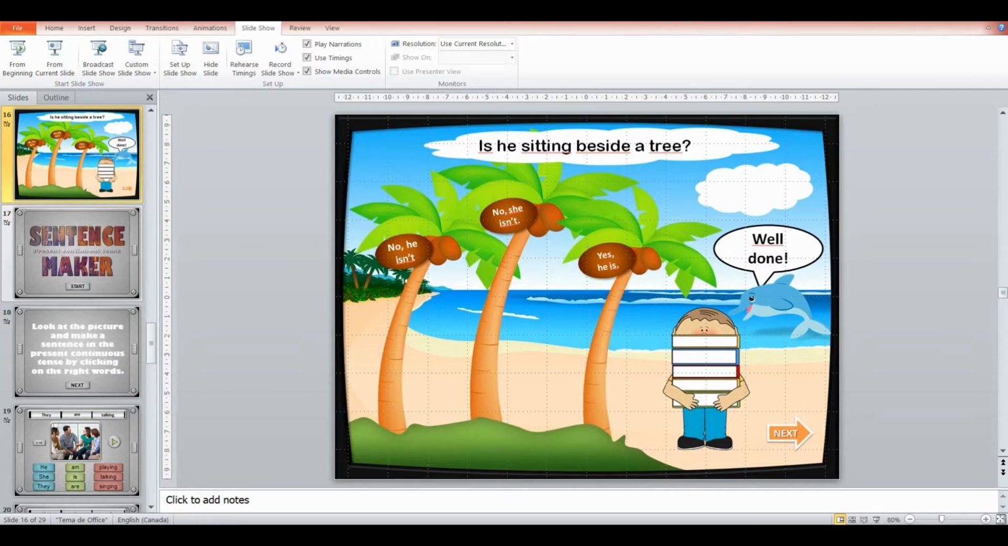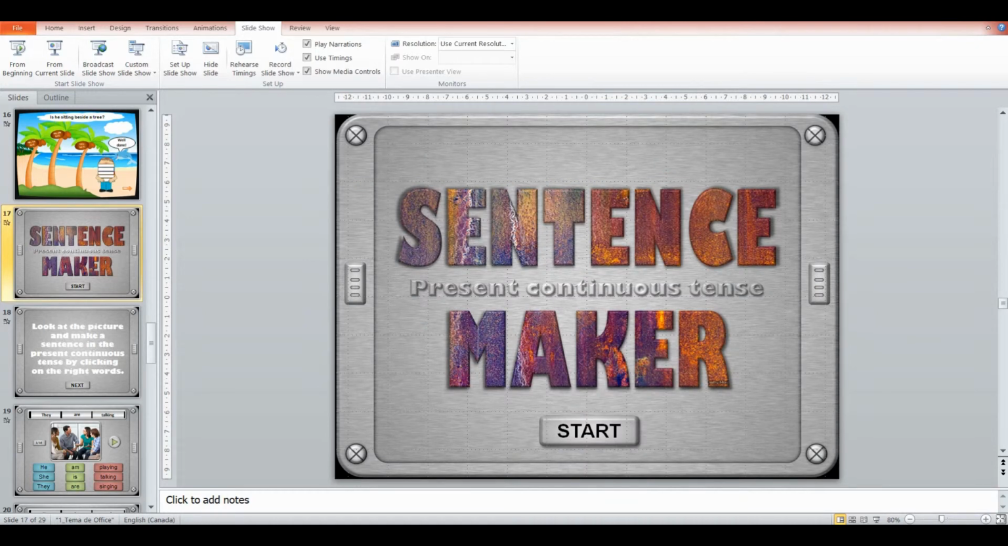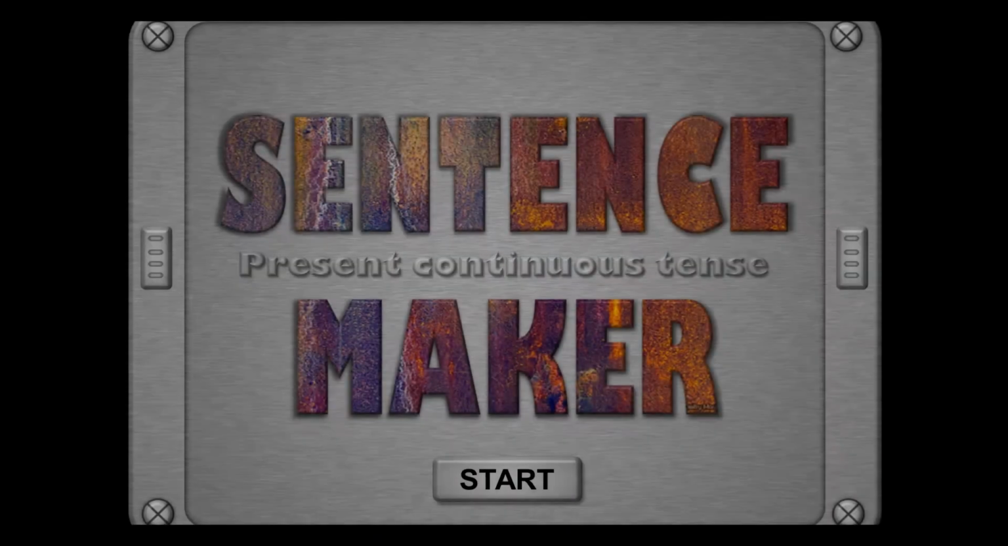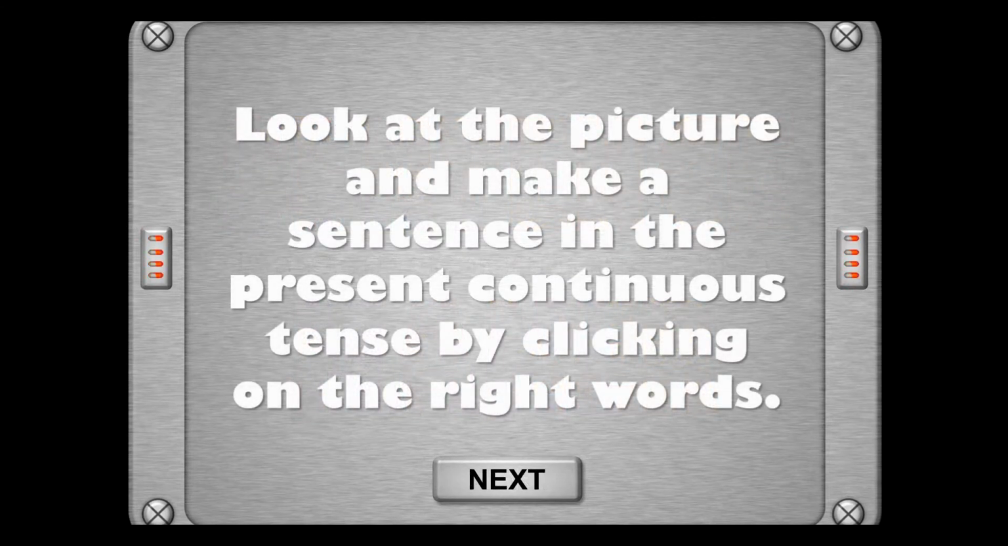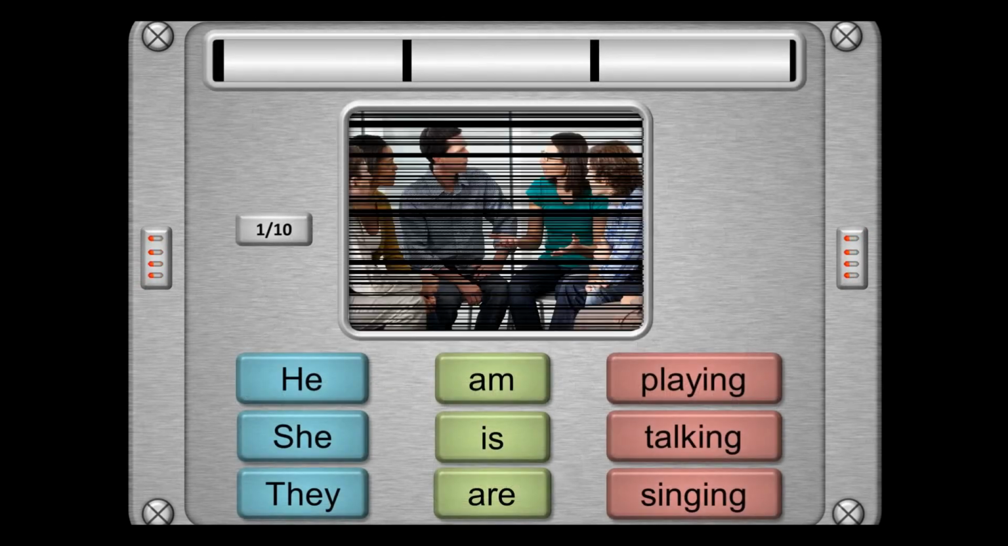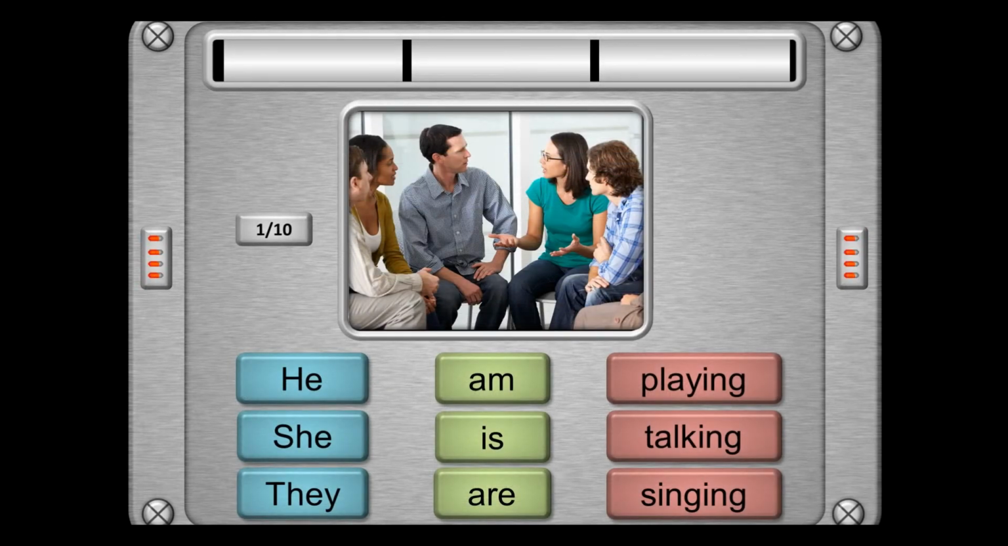But then I'm going to go into this sentence maker game. What they have to do is look at the picture and correctly identify the 3 parts to make a correct sentence. So the picture here, there's a group, and what are they doing? They're talking. Here again, I'll walk them through. I'll say there's he, and I'm like, they're all he? No. They're all she? No. So they.